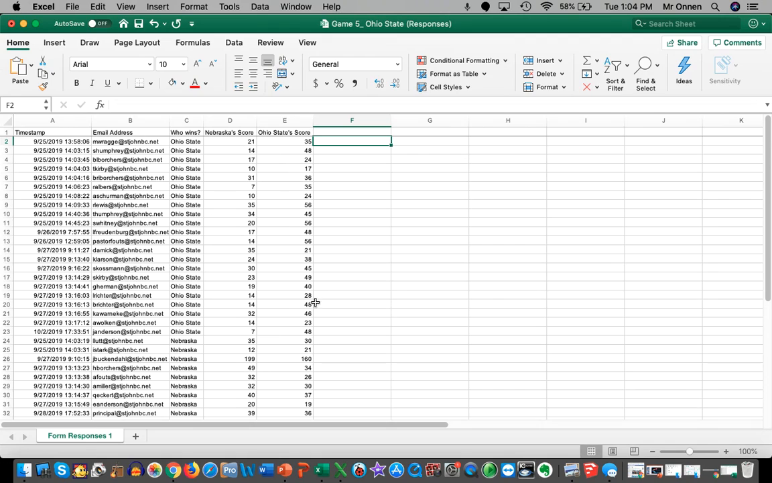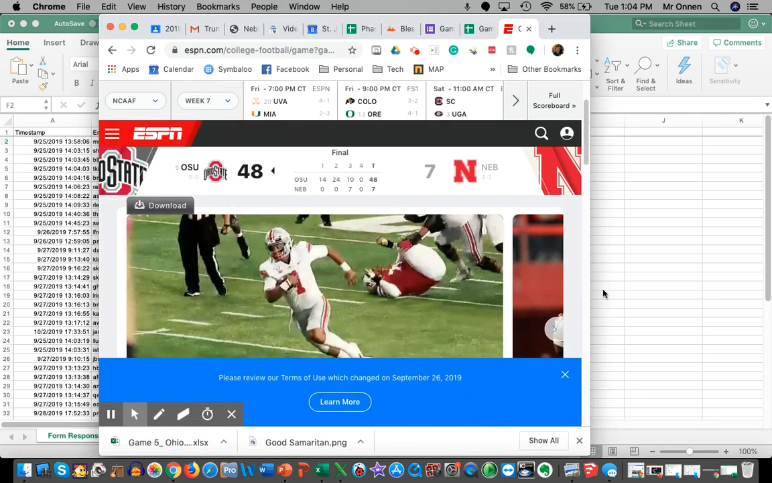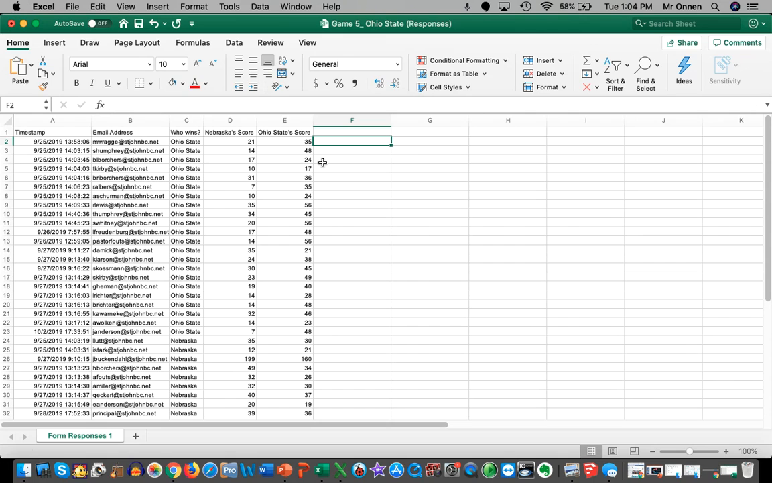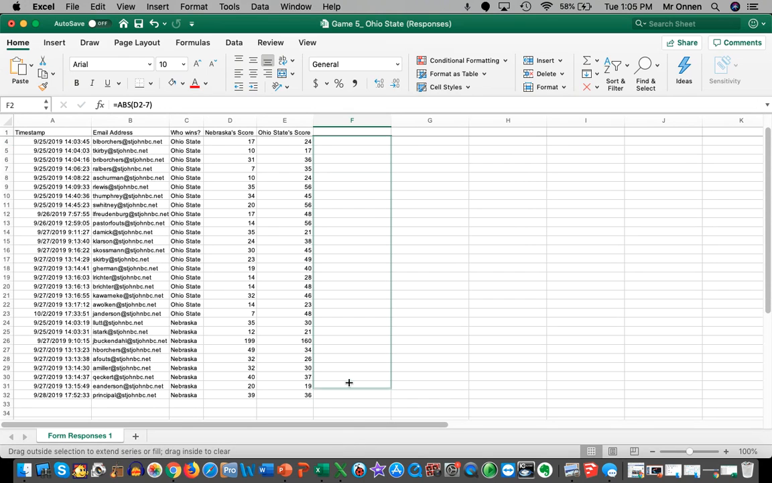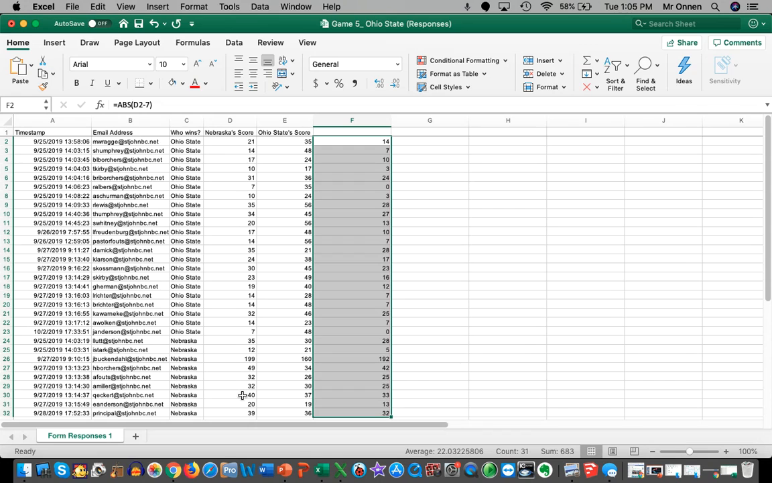So Nebraska scored 7 measly points. So we're going to take equals ABS, parentheses, this minus 7, because that's Nebraska's score, close parentheses. And there's 14 points difference between MJ's prediction for Nebraska and the actual score. And then I'm going to drag and drop that down because it's everybody's cell D whatever minus 7.